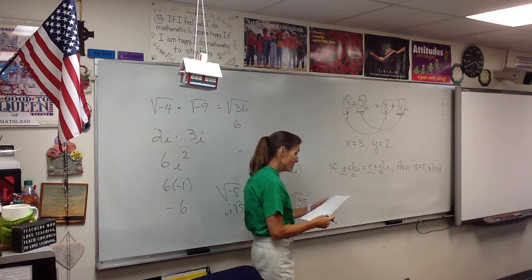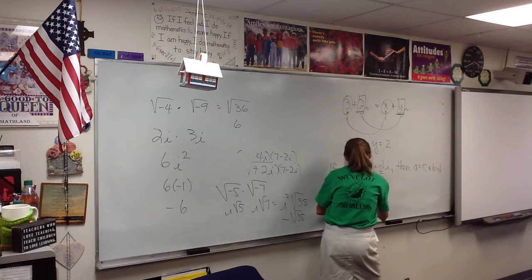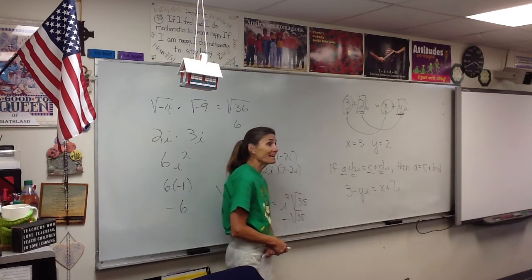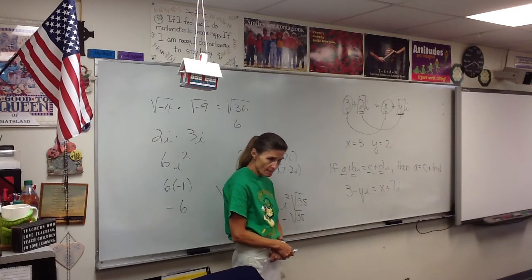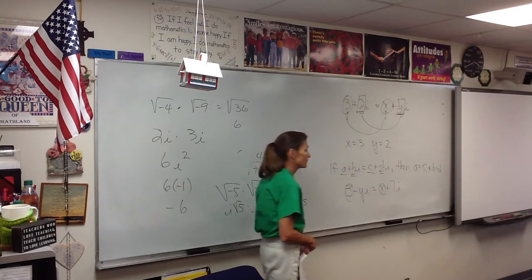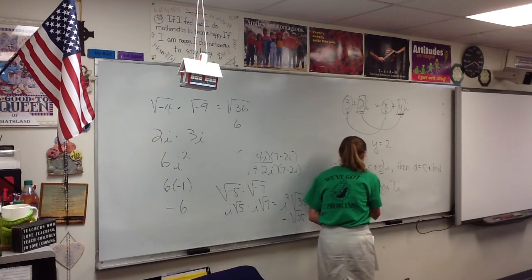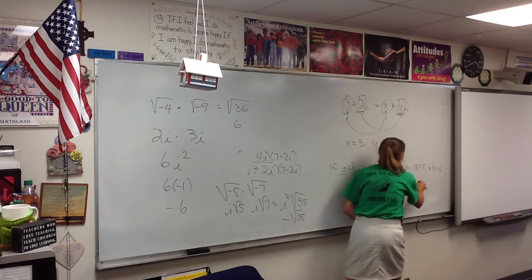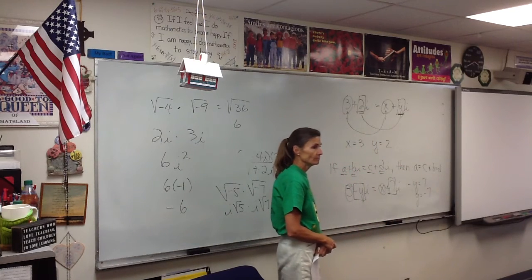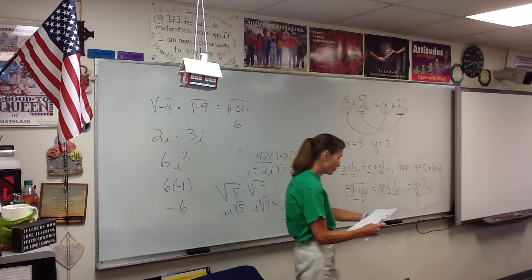Okay? Now, the next one is a little bit harder. Let's see if you can figure it out. 3 minus yi equals x plus 7i. Anybody tell me what x equals? 3. X equals 3. And y equals negative 7, because negative y equals 7, so y equals negative 7. Are you okay with that? All right, on your own right now, we have a few minutes.